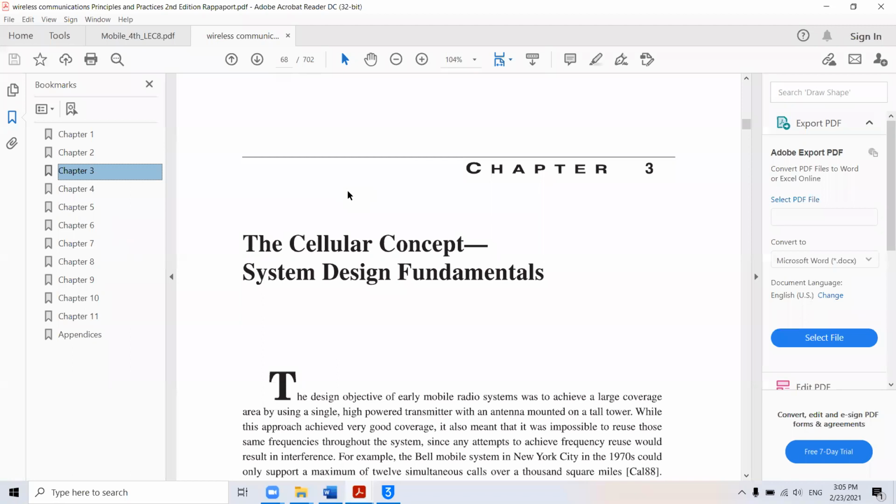Today, we are going to continue with this concept, I mean the co-channel interference. We have an example. First of all, I'm going to solve this example, a numerical example.